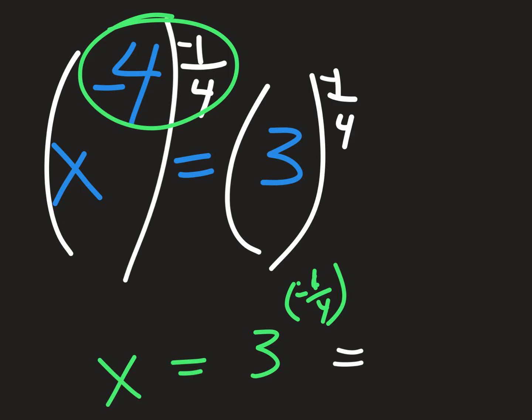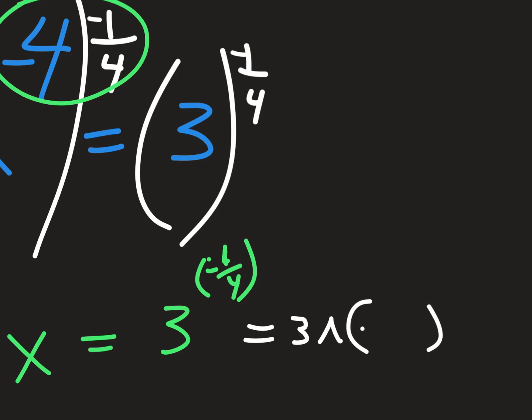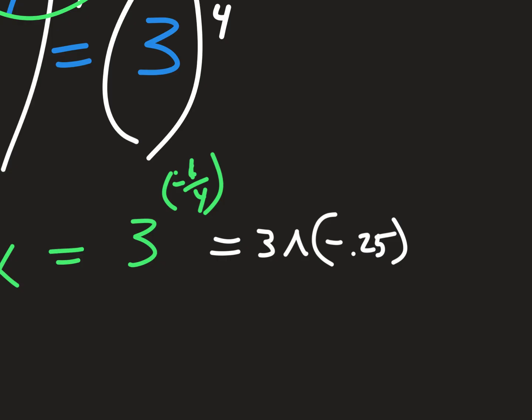So 3 caret -1. Actually, 1/4 is 0.25. I can do that in my head. 3 to the power of -0.25. Just do that quick. You can type faster than I can. The iPad can't read this one.